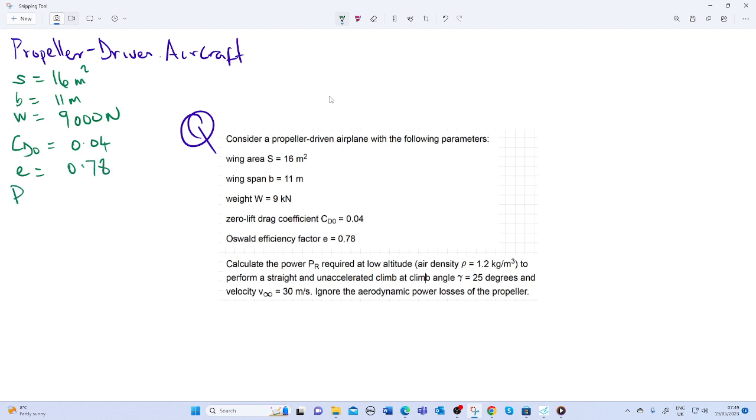And we are asked to calculate the power required for the aircraft. We were given the density, which is a sea level density, which is 1.2 kilogram per meter cube. And we have the climb angle given, 25 degrees. And we have the velocity of the aircraft, which is 30 meters per second. Now we are assumed to ignore other losses from the propeller.